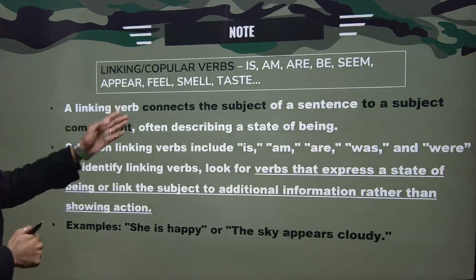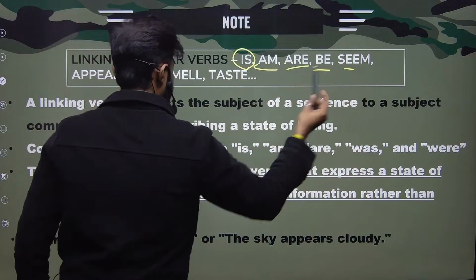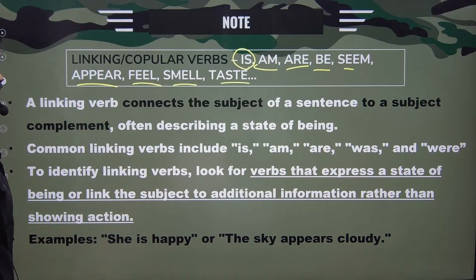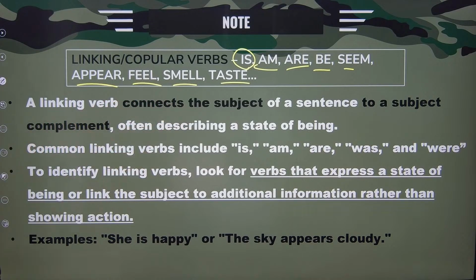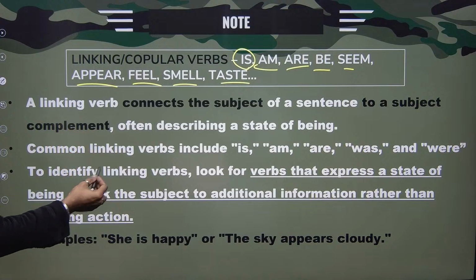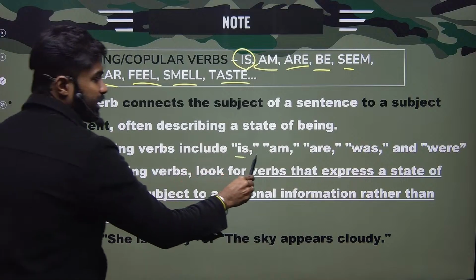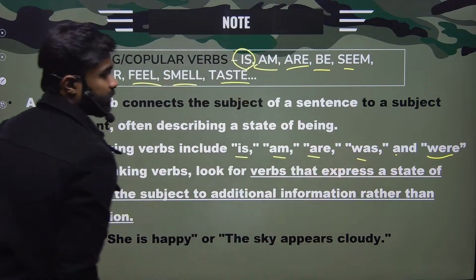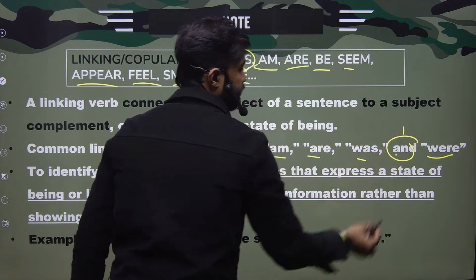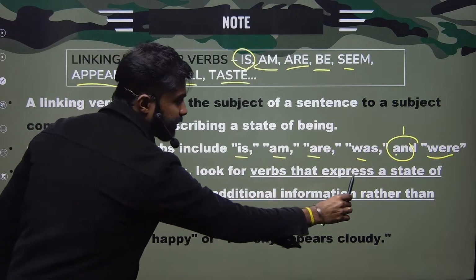See, again, the same thing. Linking or copular verbs are is, am, are, be, seem, taste, smell, feel, appear. These are some examples of linking verbs. A linking verb connects the subject of a sentence to a subject complement. You know what a complement is now? Often describing a state of being. Common linking verbs include is, am, are, was. "And" is a conjunction. So, to identify linking verbs, look for the verbs that express a state of being.